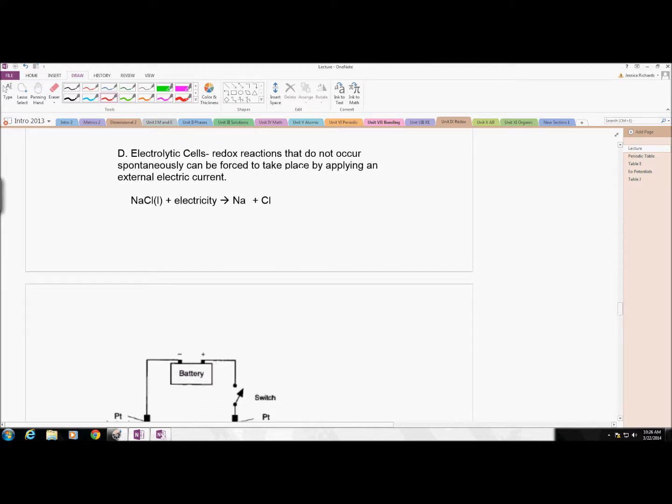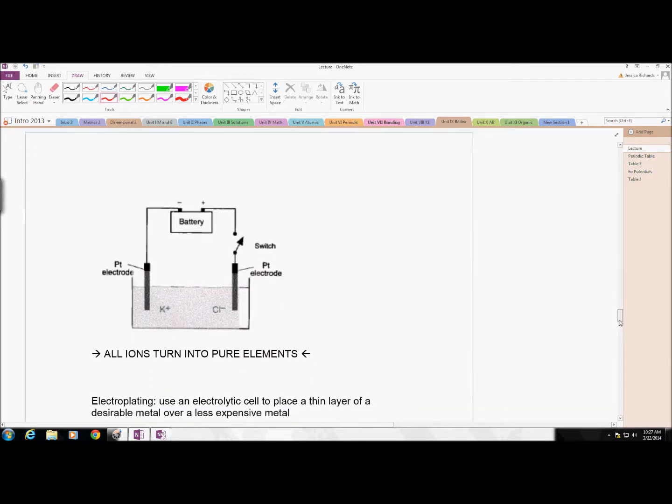Electrolytic cells are for the non-spontaneous reactions. So if I want to reduce sodium ions, so in sodium chloride, sodium is +1 and chlorine is -1, into pure sodium and pure chlorine, remember that needs a subscript 2 to be balanced correctly. It's not going to happen on its own. It's not a spontaneous thing. We can't just make pure sodium. Otherwise, every time you dumped salt in water, we'd get pure sodium.